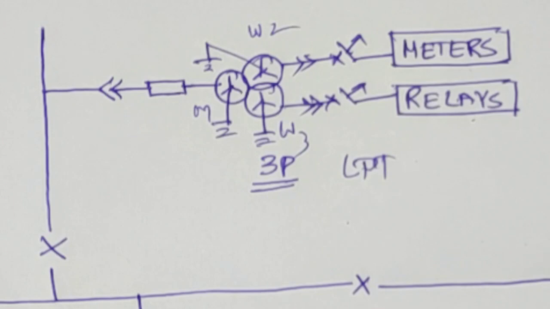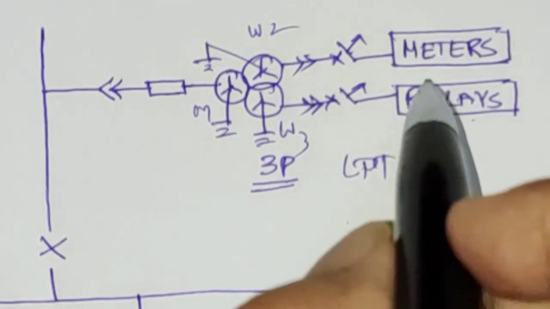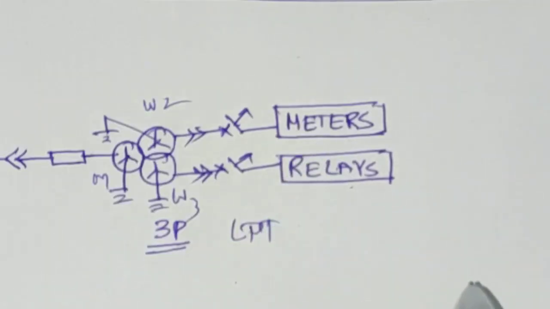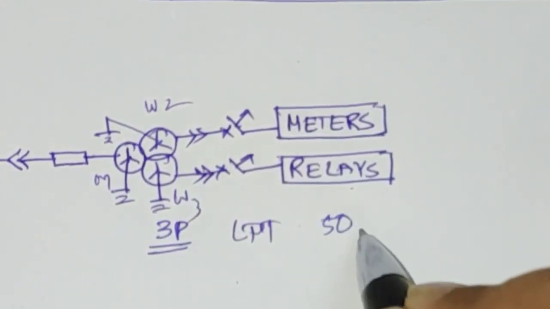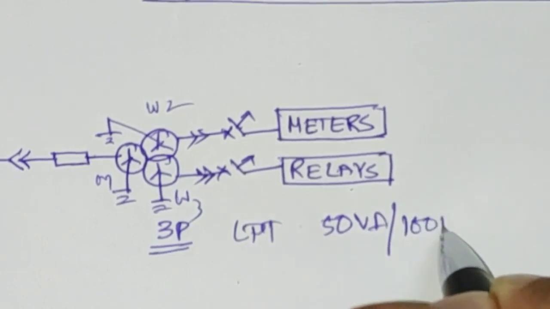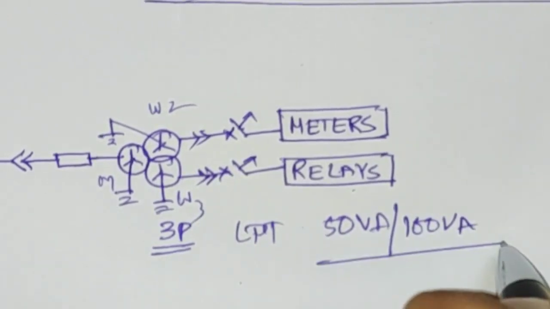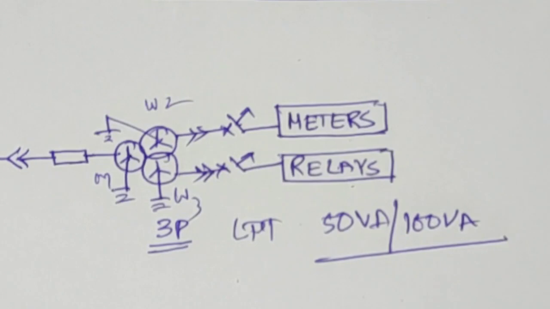Now what is the criteria of burden selection? You can select the burden by summing up the burden of meters and relays, just like the CT. But in case of a PT, the burdens are kept a little bit higher. The burdens are generally 50 VA or 100 VA. So generally the PT VAs are something like this.